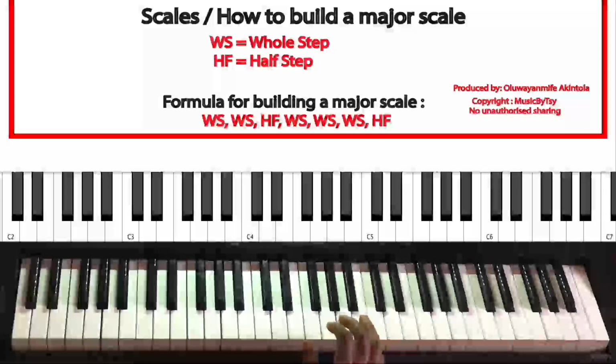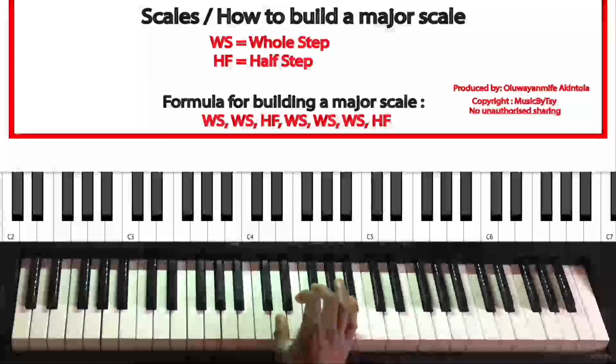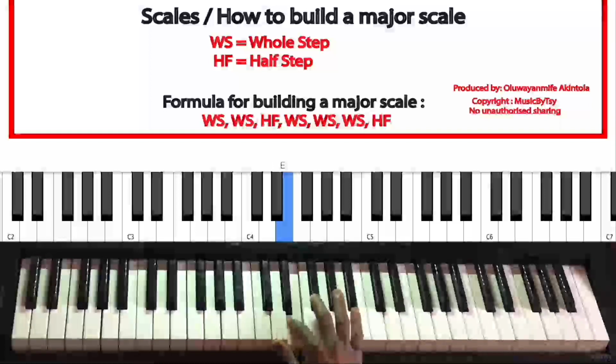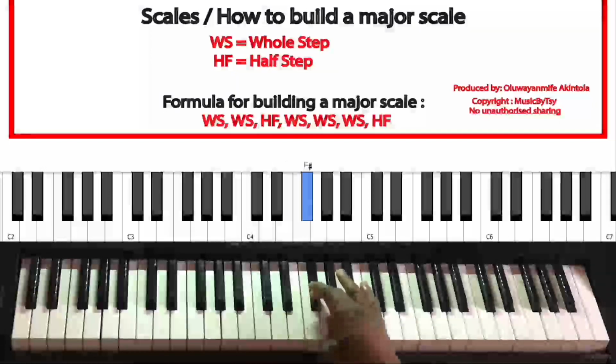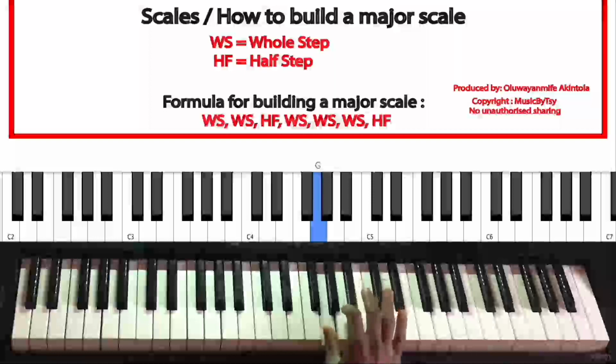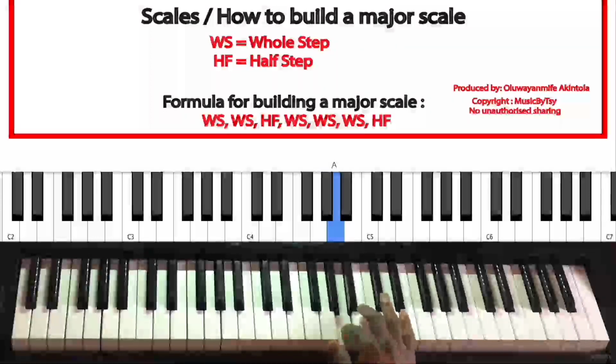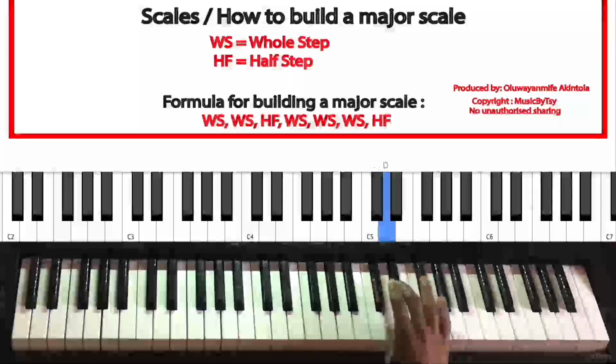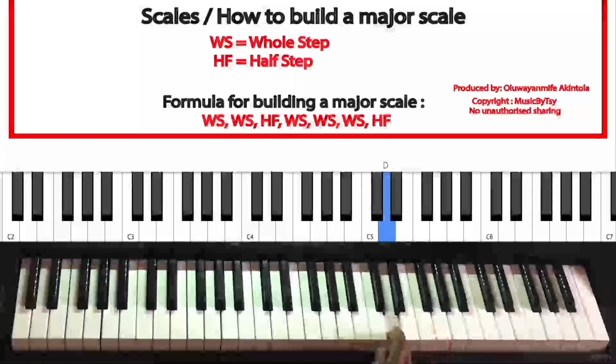Whatever key you want to build a major scale for, you're going to start from that key. So for example, if you want to build a major scale for the key of D, you start from that key, and then take a whole step, and then a whole step, and then a half step, and then a whole step, and then a whole step, and then a whole step, and then a half step. So we've just built the D major scale now. See that? That is how to build a major scale for any key.